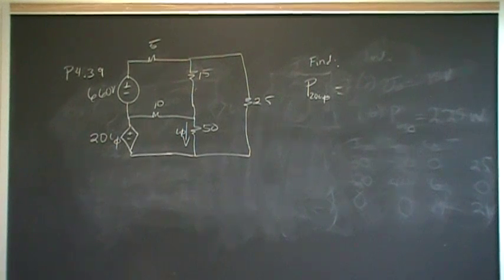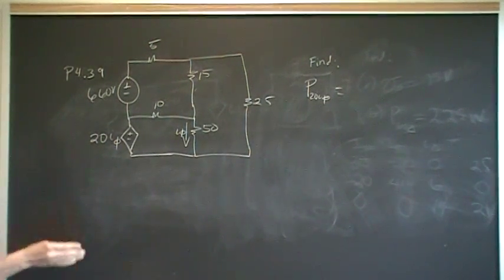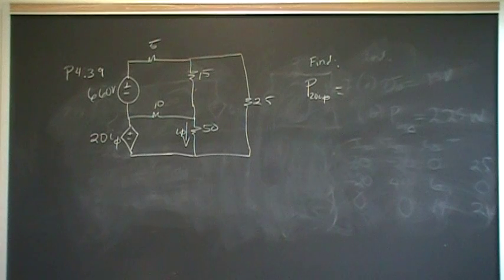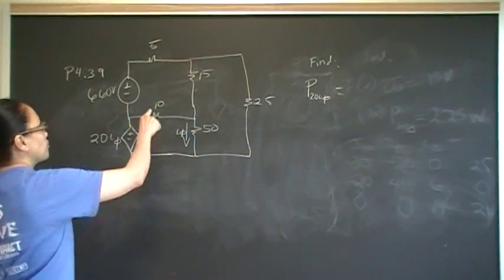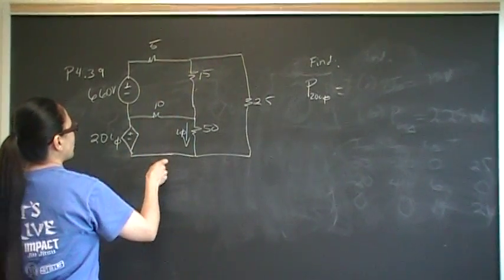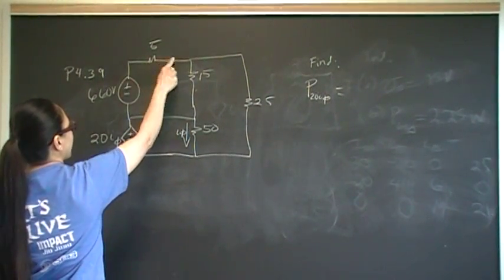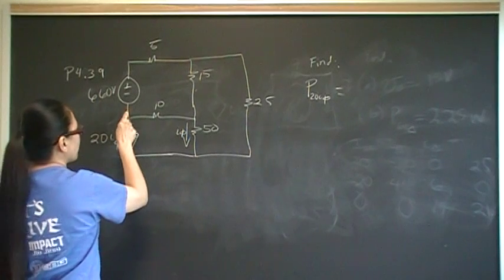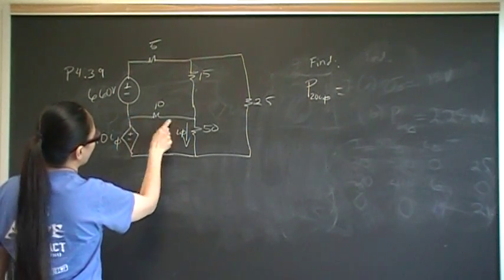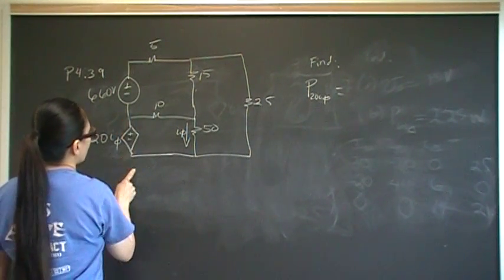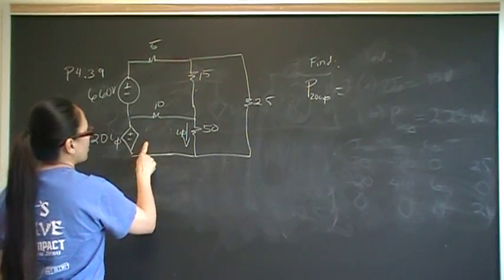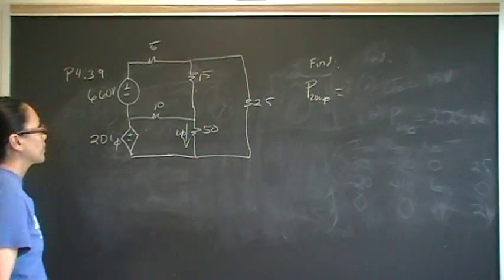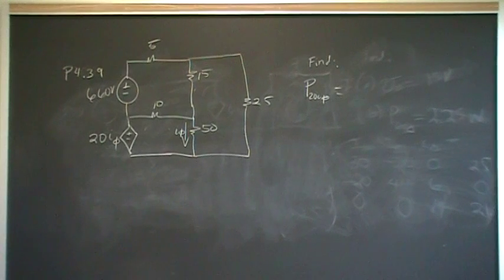Okay, so a mesh is a closed path of circuit elements that don't enclose any other circuit elements. It's intuitive. So obviously this doesn't enclose any circuit element, and it connects the first node, the beginning node, with the ending node in a closed loop. This is another mesh right here, and this is another mesh right here. So we have three meshes.